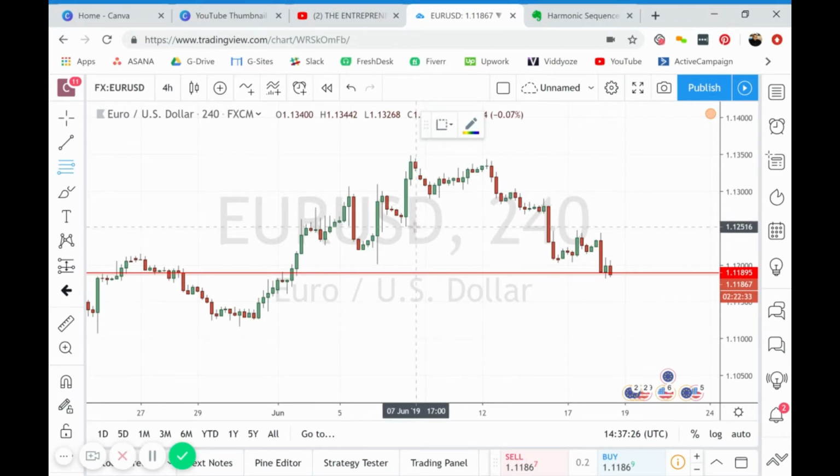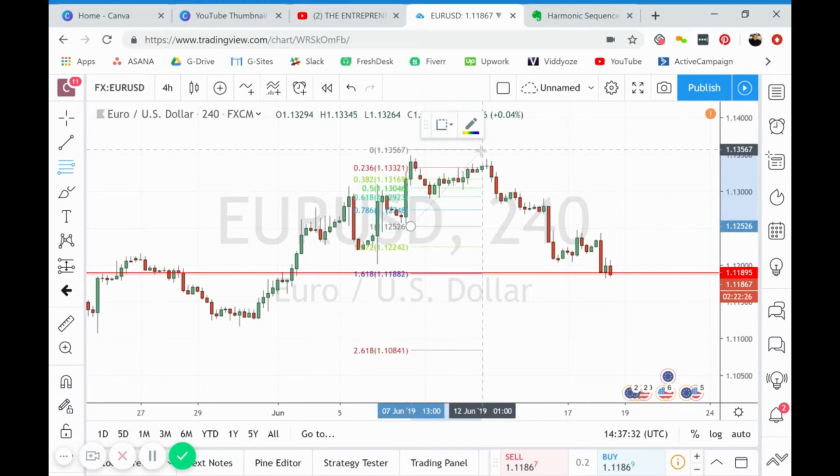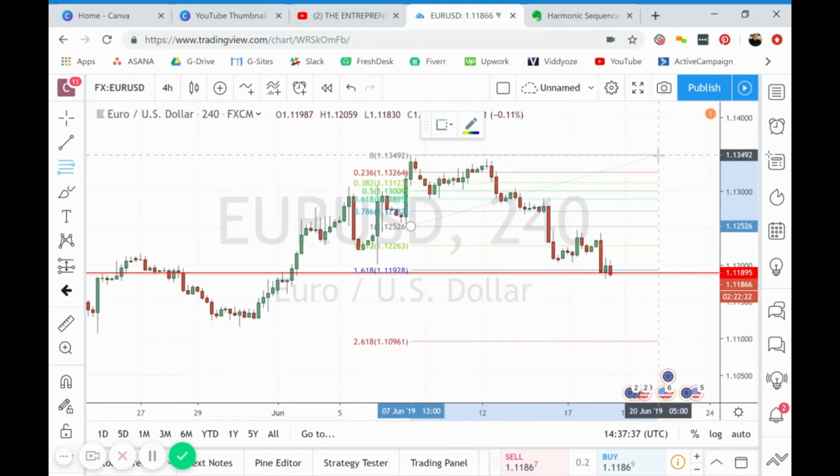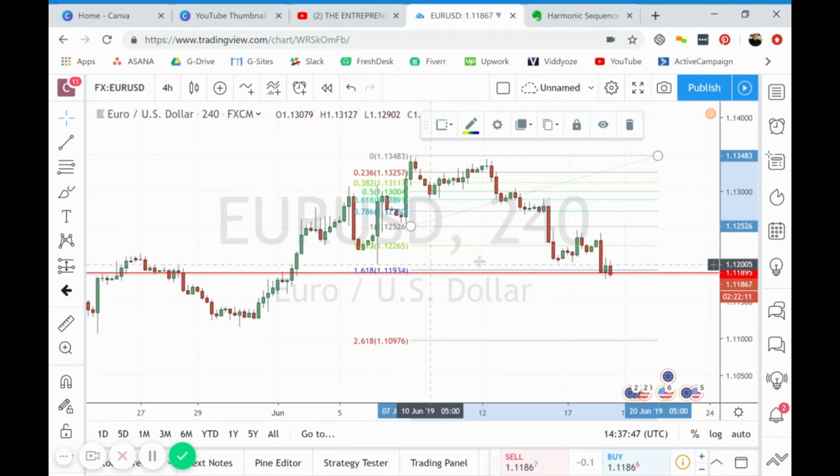But again, for that final leg, we're looking for 1618. All we simply do is measure from swing low to swing high again. And I don't know why it seems a lot more accurate this time. But okay, guys, look. As you can already see, the market has already penetrated the 1618.